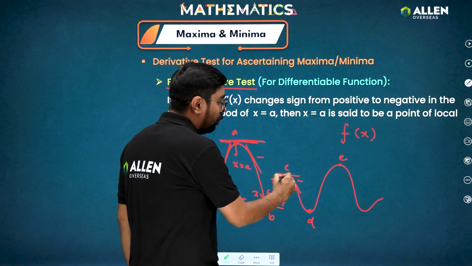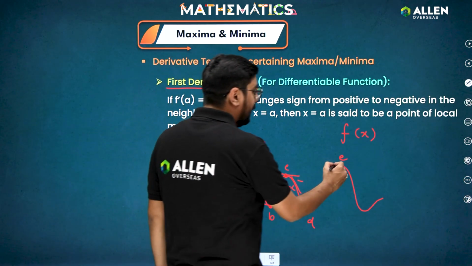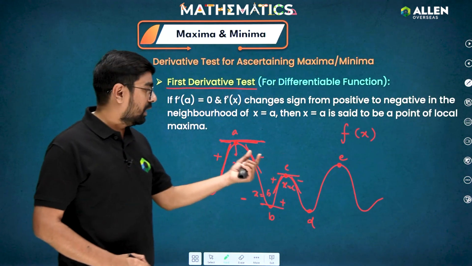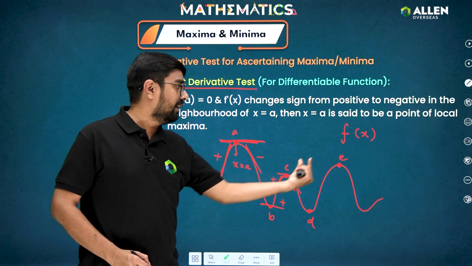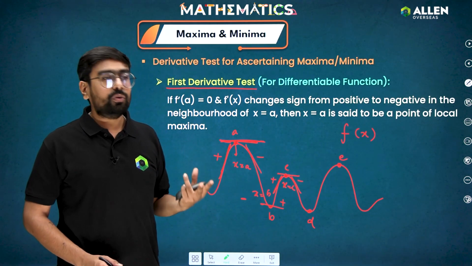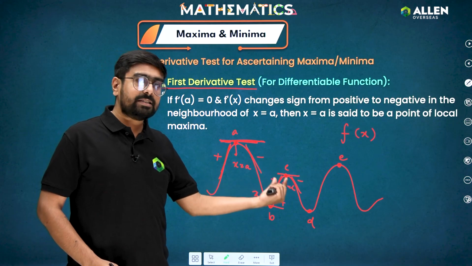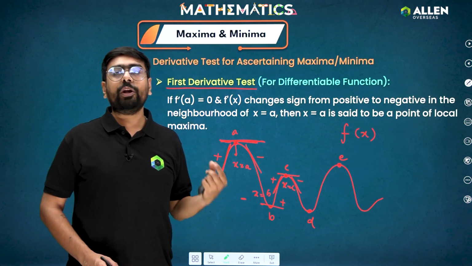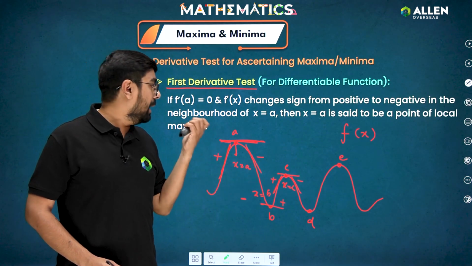This is also a local maxima, and x equal to e also is a local maxima. f dash a, f dash c, f dash e are going to be equal to 0, and x equal to a, x equal to c, x equal to e are going to be the points of local maxima.